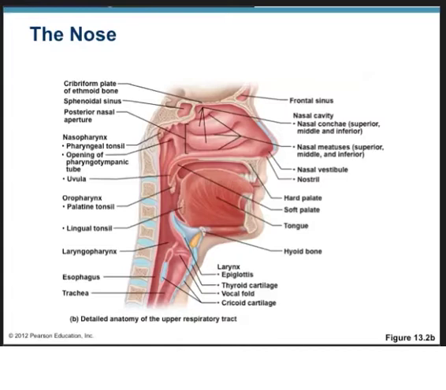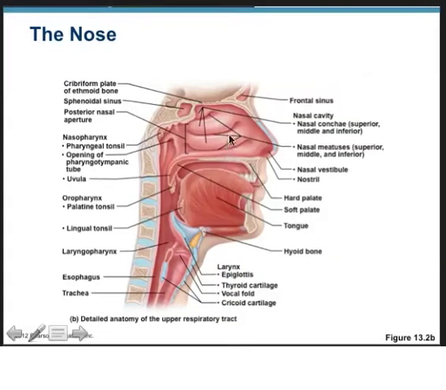This is the nose. It's the only externally visible part of the respiratory system. Air enters the nose through the external nares, which are shown right here. And once it gets inside, what you'll see are that there are ridges and grooves inside the nasal cavity. The ridges are the superior, middle, and inferior nasal conchae, and the indentations, the grooves, are the nasal meatuses, which are the superior, middle, and inferior nasal meatus.